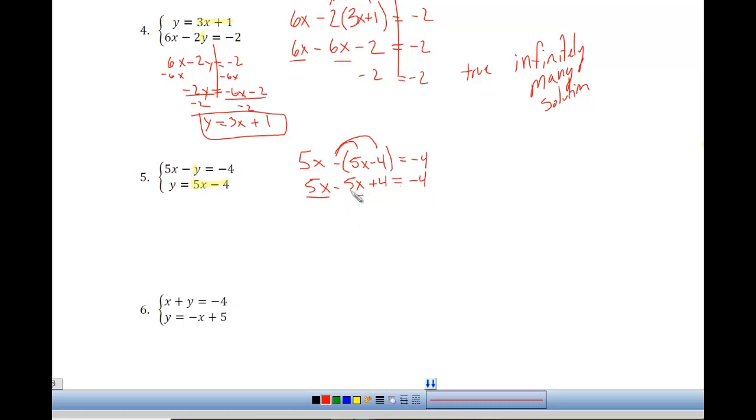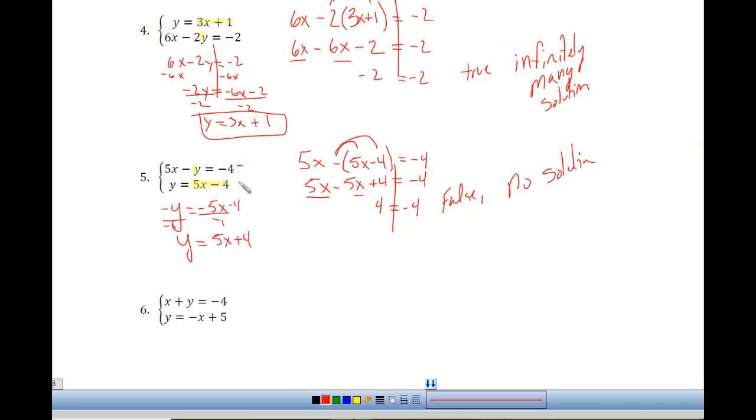So little cleanup, I'm going to combine those like terms. So that's going to be 0, so I get positive 4 equals negative 4. And that is false, which means there are no solutions. And again, if you take this back to 4.1 graphing, I'm going to rearrange this real quick. I'm going to bring those 5x over. So I have negative y equals negative 5x minus 4. Then I flip my sign, so I divide everything by negative 1. So I get y equals 5x plus 4.